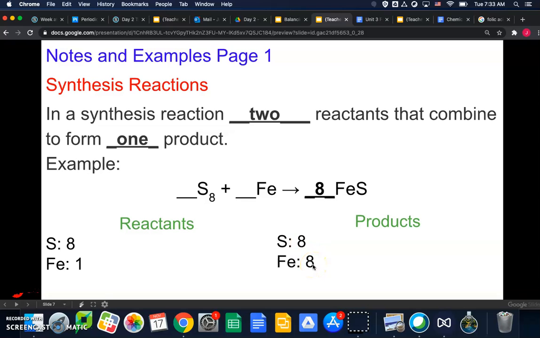But shoot, now our irons are unbalanced, right? Because we have 8 irons on this side and only 1 iron on this side. So we're going to fix that by putting an 8 over here. And so now we have 8 irons on this side. So we have the same number of sulfurs, the same number of irons. We didn't put a number in front of sulfur on the reactant side, so I'm just going to get rid of that blank. Right? And then that's how we would write that chemical formula. S8 plus 8Fe yields 8FeS.